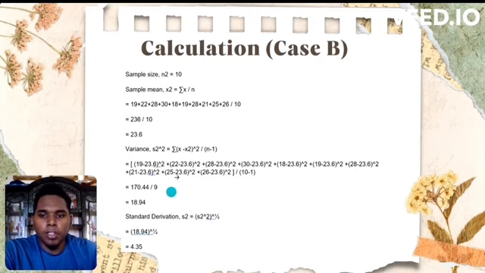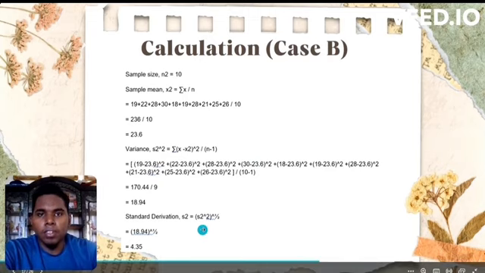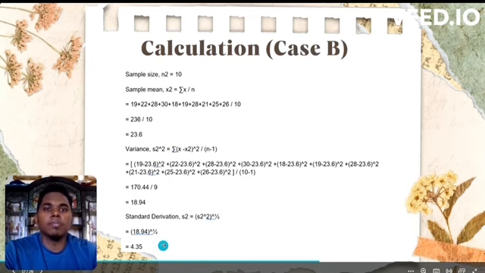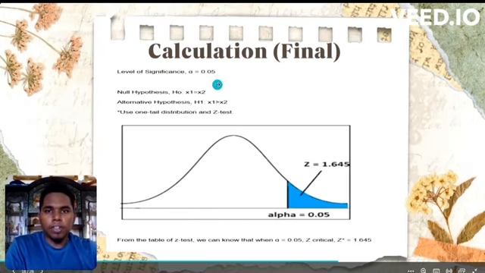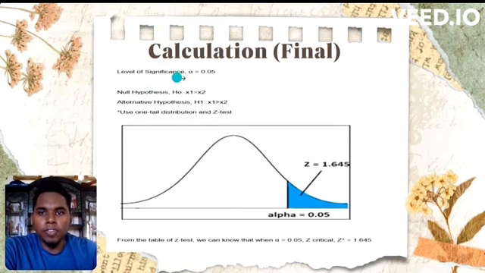So x is the after training result minus x2, which you can get from the sample mean, and n is the total players. Then you get 18.94. Standard deviation s2 equal to s2 power of 2, bracket power of 1 over 2. So I get 4.35. For calculation final, level of significance alpha equal to 0.05.